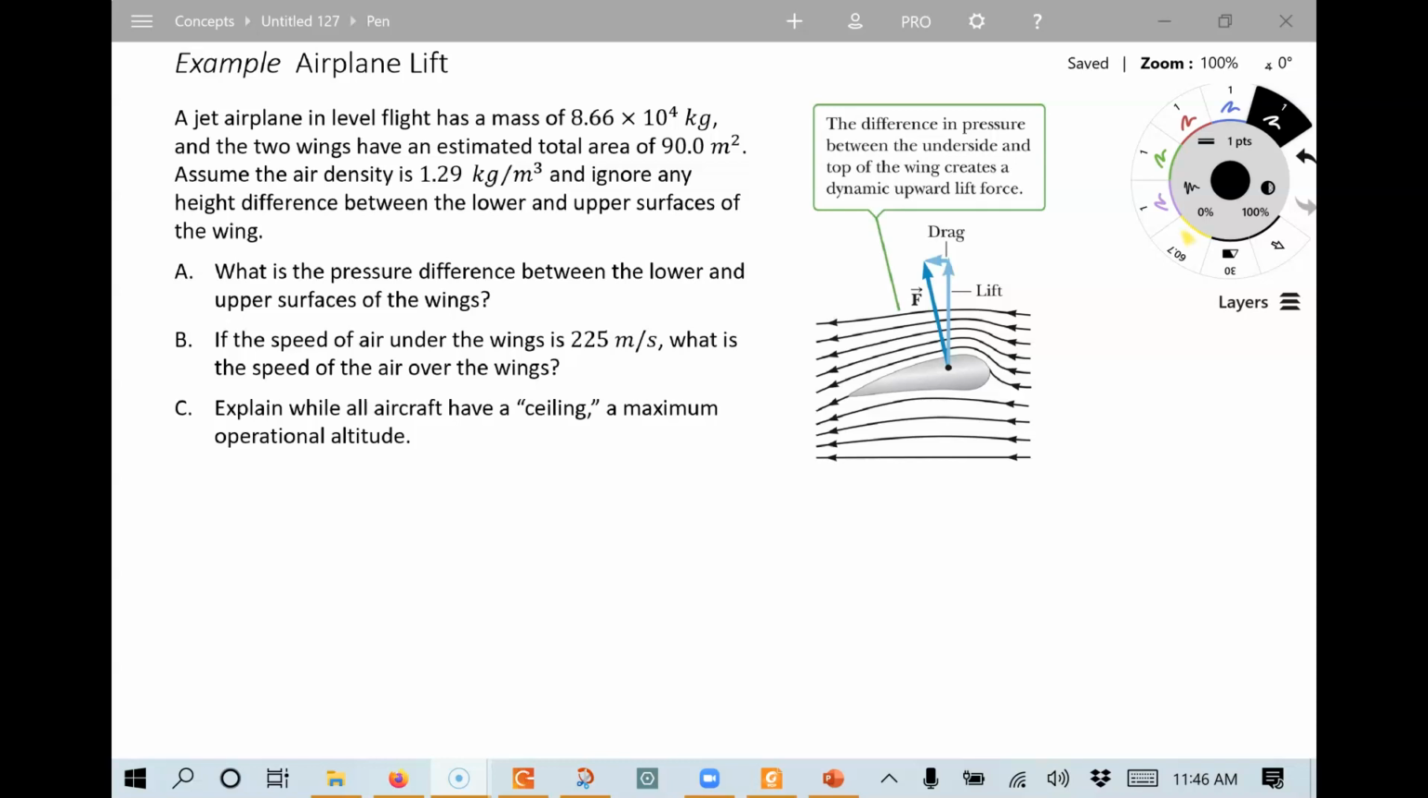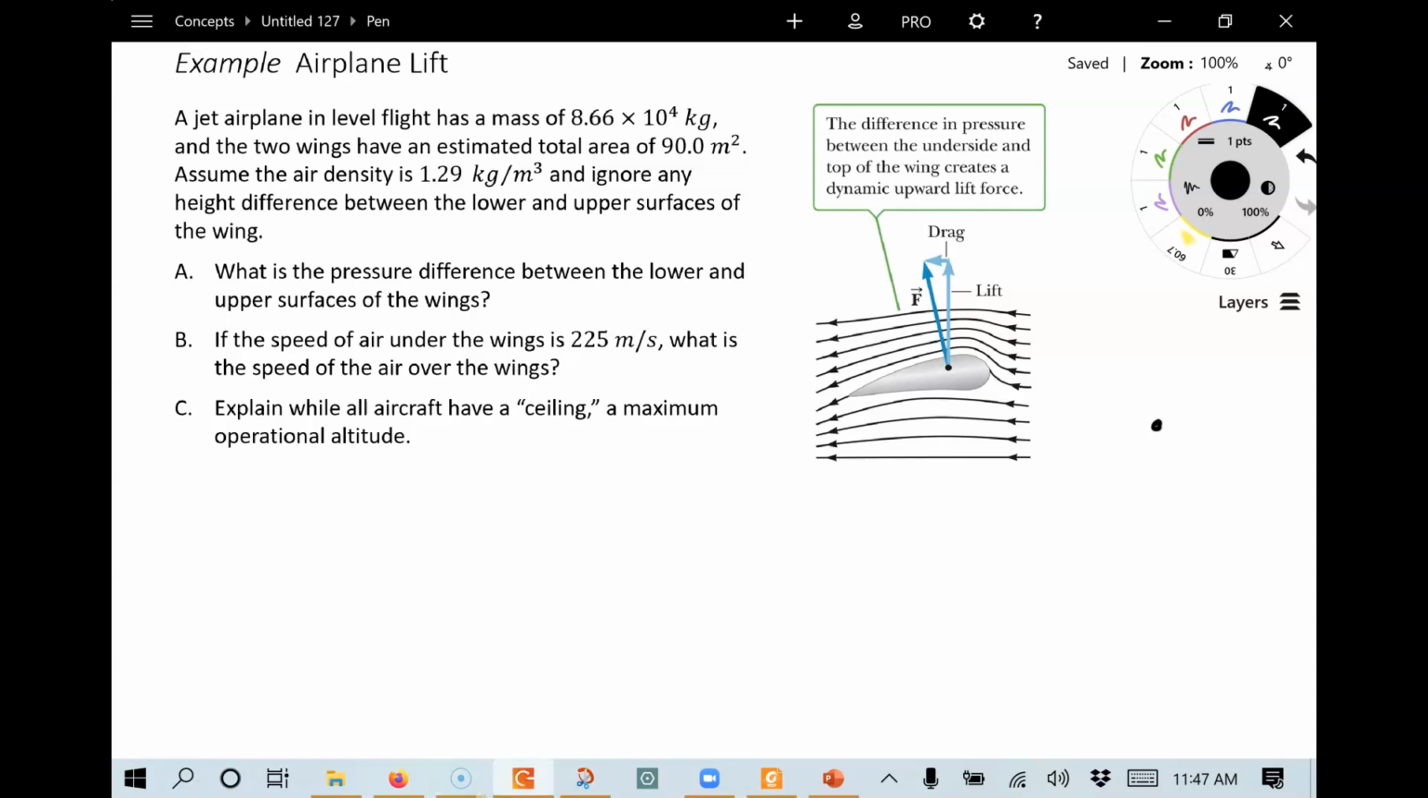Okay, so in this case we've got an airplane. We're given the mass, we're given information about the area of the wings, and we know what the density of air is here. In part A it asks, what is the pressure difference between the lower and upper surfaces of the wings? So to understand how to answer this question, we're going to start by doing a free body diagram of the airplane itself.